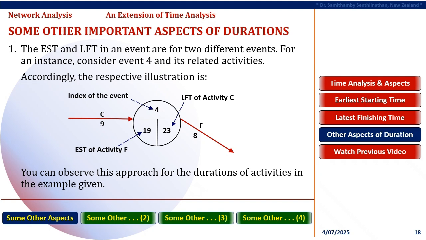Here, Activity C connects to Event 4 and Activity F starts from Event 4 as well. Event 4 has three components. At the top, the event index 4, on its left the EST of Activity F, and on its right the LFT of Activity C. This is how the values in every event should be understood in relation to its connecting activity or activities. You can observe this approach for the durations of activities in the example given.